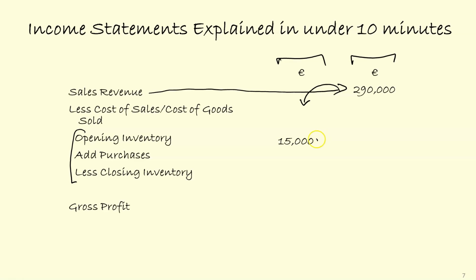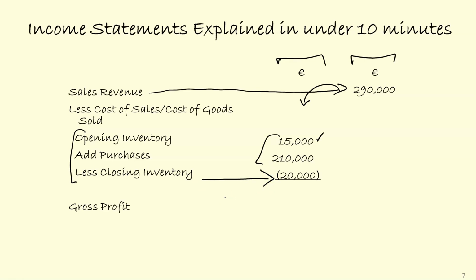So remember, they're the goods Mr. Green had on the shelves on the 1st of January. During the year, he buys in €210,000 worth of goods, which means he had €225,000 worth of goods in total available for the whole year. And then at the end of the year, he counts what's left over. It comes to 20,000. So the closing inventory is the goods that did not sell during the year.